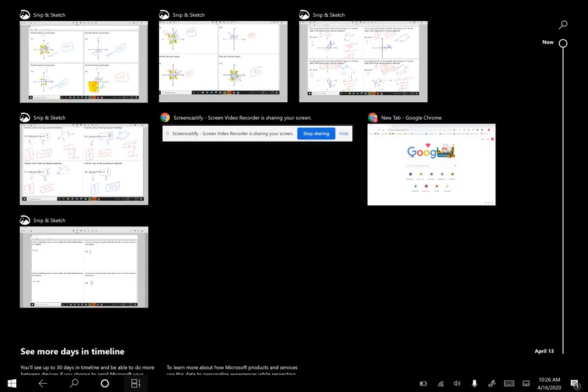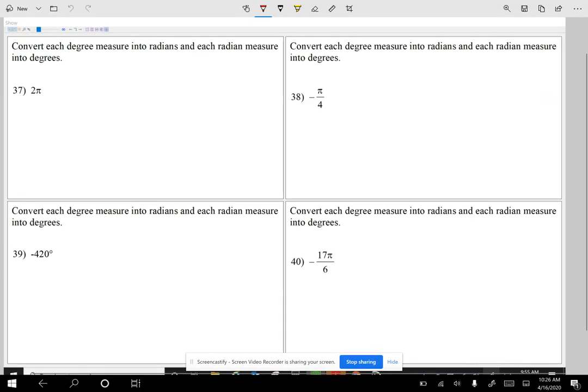All right, so now let's take a look at the last four examples, 37 through 40. Convert each degree measure into radians and each radian measure into degrees. We mentioned this week that 360 degrees is equal to 2 pi radians. It's another way we measure a circle. A circle can be measured in many ways: radians, degrees, gradients. There's still other measurements. So 360 degrees is equal to 2 pi radians.